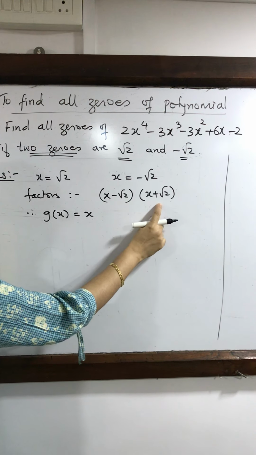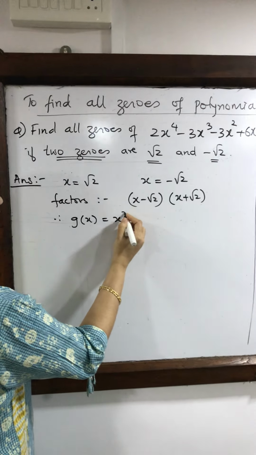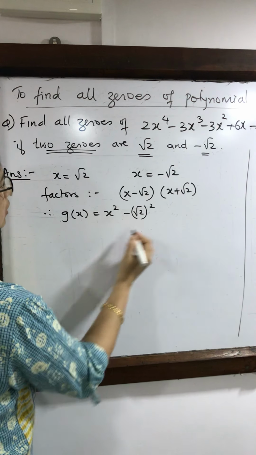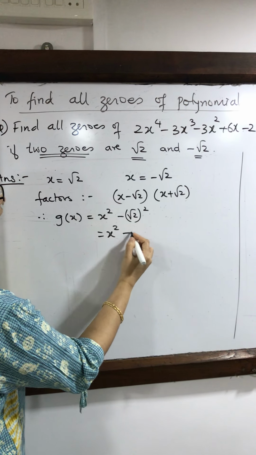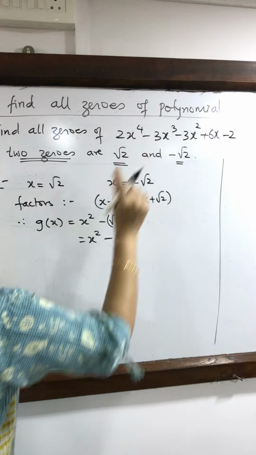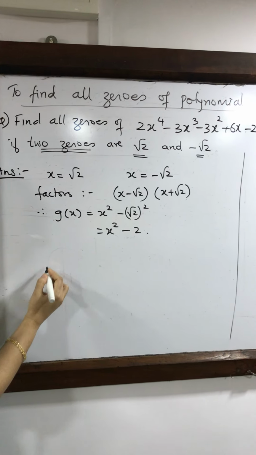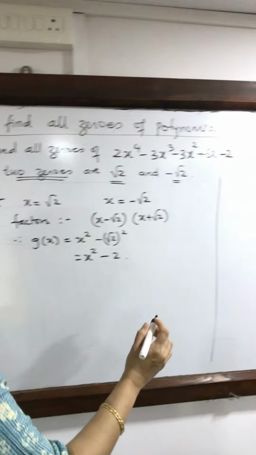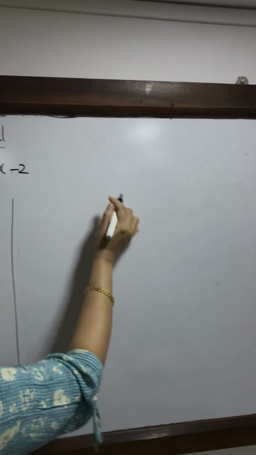I will use the identity a plus b, a minus b, which is x square minus root 2 the whole square, which is x square minus 2. This is the divisor, this is the dividend. We will do long division. To do long division, I will use this space.